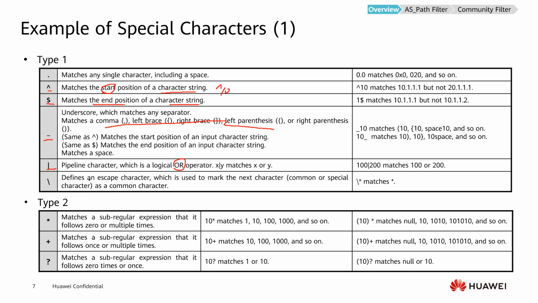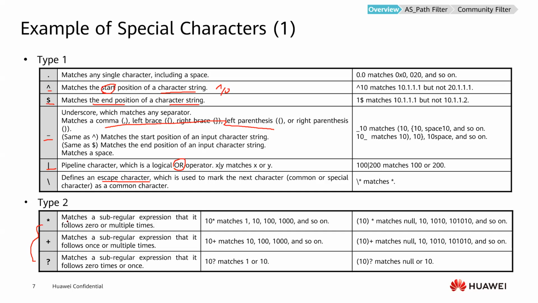And the backslash is used to mark the next character as a common character. This is type 1. And type 2 is these 3, for the asterisk.